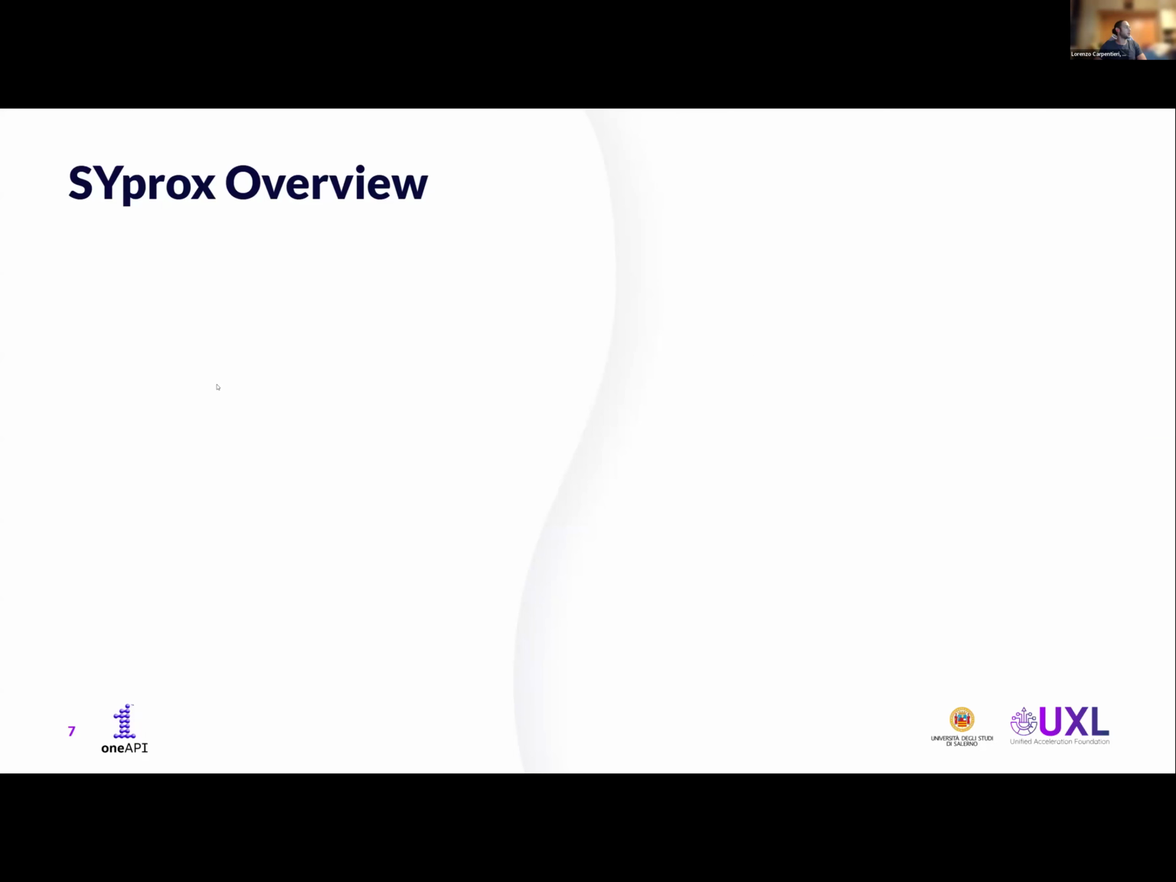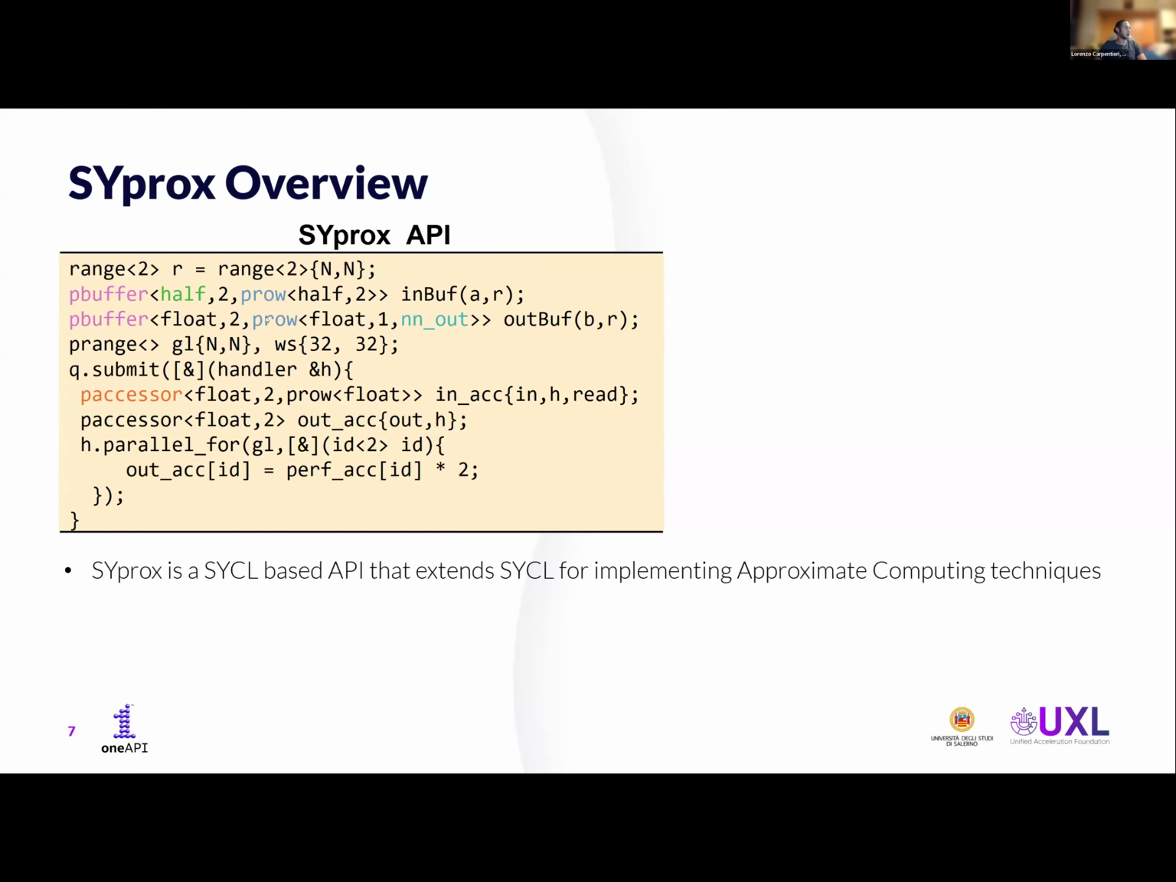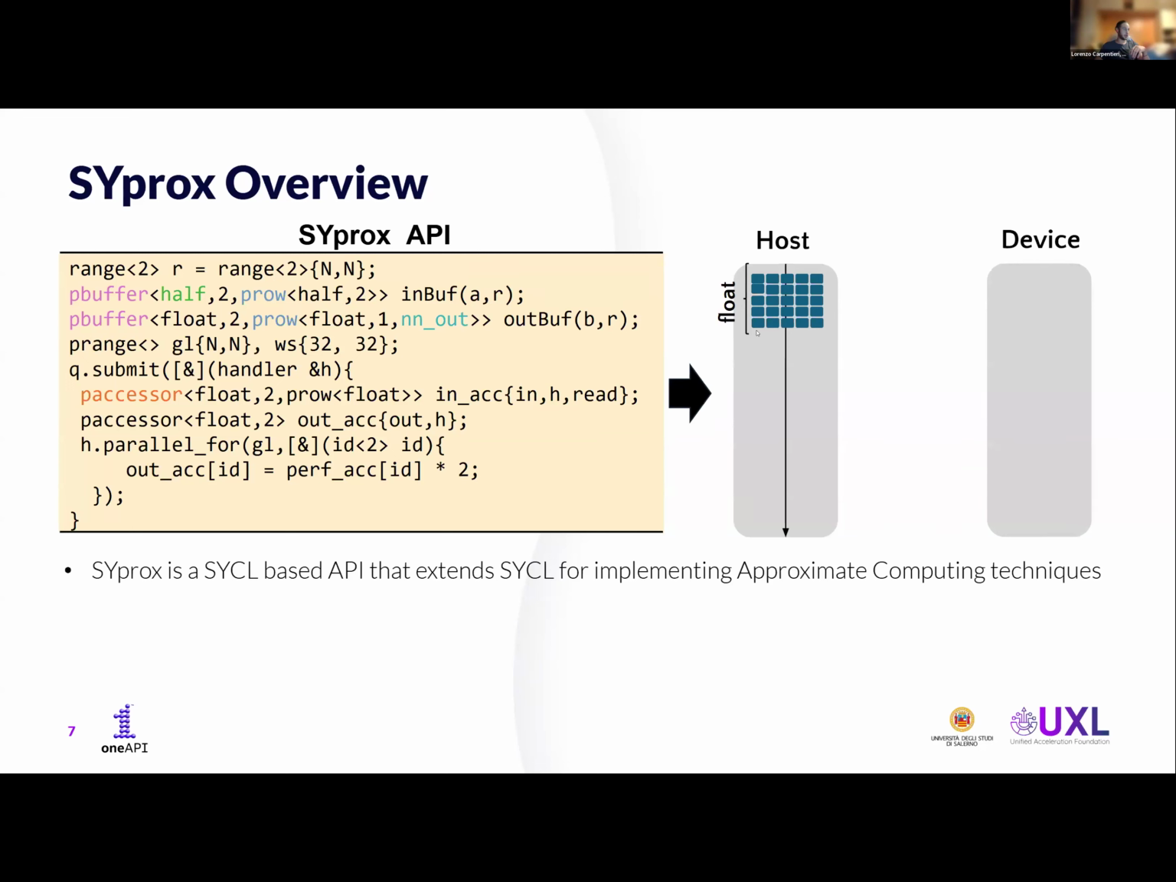So let's start with an overview of SYprox. Here you can see a snippet of code that has been implemented using SYprox. The code is very similar to a SYCL code, where you have buffer and accessor, you have a submit command for executing your computation on a device. And here, the important thing is that I want to explain how the SYprox API works when you try to apply all the approximate computing techniques.